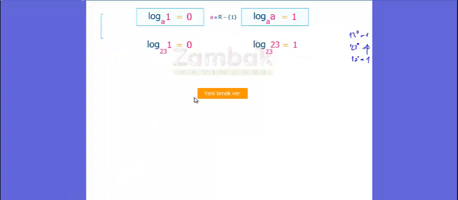Yes, here are some applications. Logarithm base 23 of 1 is going to be equal to 0, and logarithm base 23 of 23 is equal to 1. Here we know this one because 23 to the power of 0 is going to be equal to 1, or 23 to the power of 1 is going to be equal to 23. If we give another example, 15 to the power of 0 is equal to 1, and 15 to the power of 1 is going to be equal to 15.